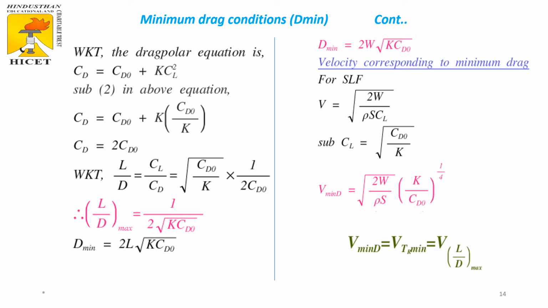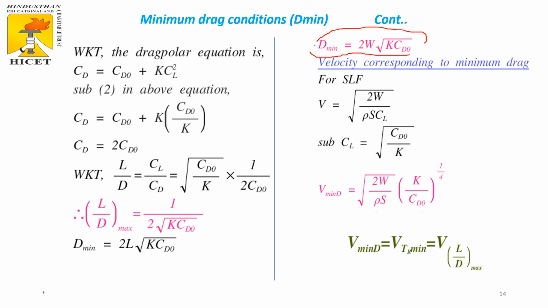From the drag polar equations, we need to find the minimum drag equation. This is your drag polar equation, CD equal to CD naught plus K CL squared. Substituting CL squared, which we already derived, as CD naught by K, you get CD equal to 2 CD naught. From that you get L by D max equal to 1 by 2 root of K CD naught. Rearranging, you get D minimum equal to 2W root of K CD naught. This is the minimum drag equation.